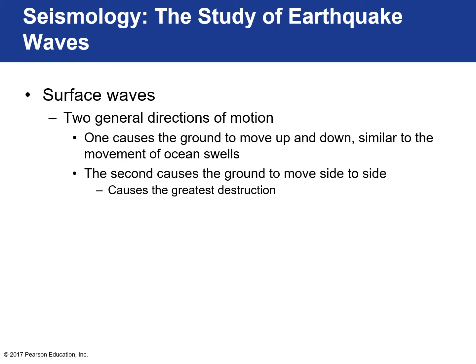All right, surface waves, there's two general motions for surface waves. One causes the ground to move up and down, kind of like ocean swells. A lot of people that have experienced earthquakes say that they feel like they're on the ocean and they get kind of motion sickness, which is true for surface waves. The second type causes a shearing snake motion on the surface of the Earth.